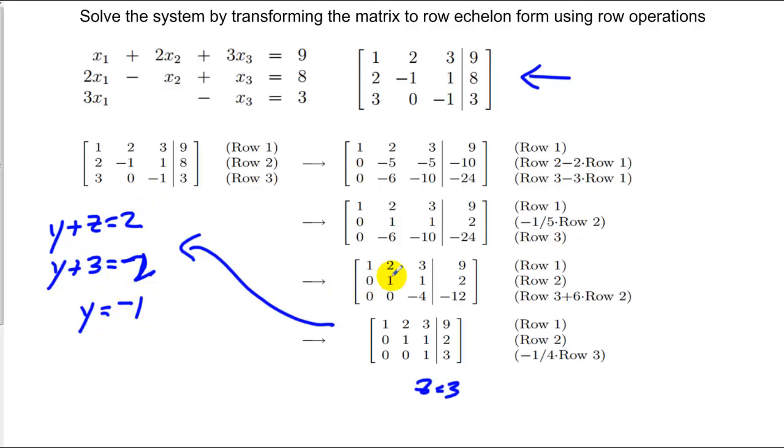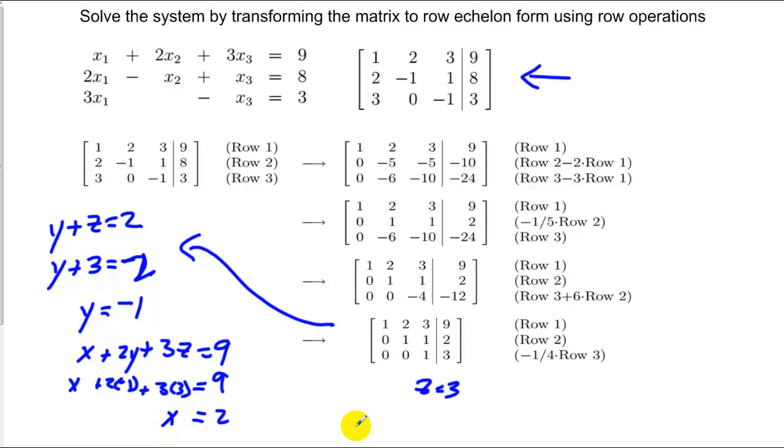And finally, in this last row, I have x plus 2y plus 3z equals 9, and I can make substitutions. So I have 9 equaling 3 times 3 plus 2 times negative 1 plus x. This gives me 2 is equal to x. So I have 2, negative 1, and 3 as the solution of this system.